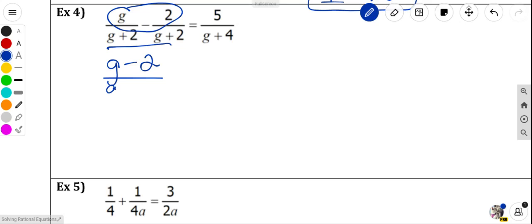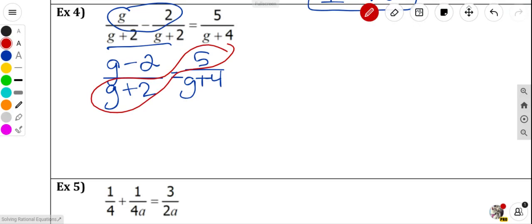but that's just g minus 2 on the top. The bottom stays g plus 2. So then we have 5 over g plus 4 on the right. So now we're at the point where we can cross multiply. So we're doing these two and these two. Keep in mind that these are binomials here. So you want to put them in parentheses.